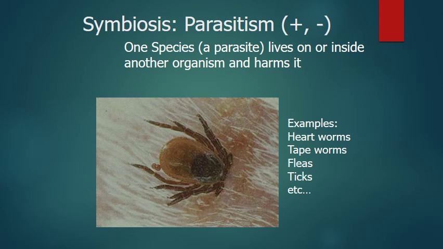And then lastly, we have parasitism. This is where one species benefits and the other species is in fact harmed. The parasite typically lives on or inside what we would call the host organism and causes it some level of harm. Examples of this include heartworms, tapeworms, fleas, and ticks, and you can see the tick right here. It's getting food out of its host organism, whereas the host organism is probably losing things like blood, and it runs a higher risk of disease.